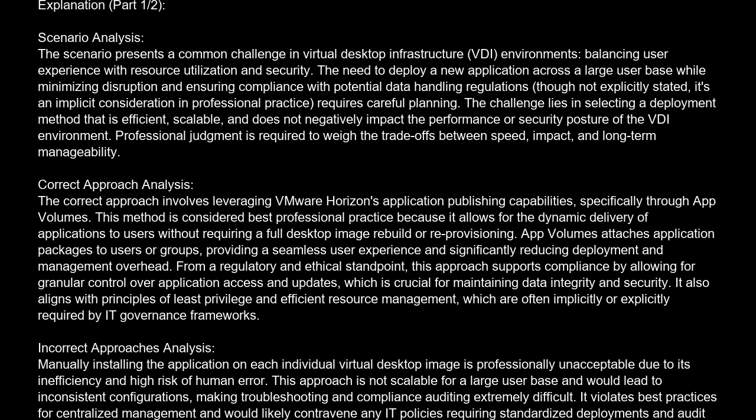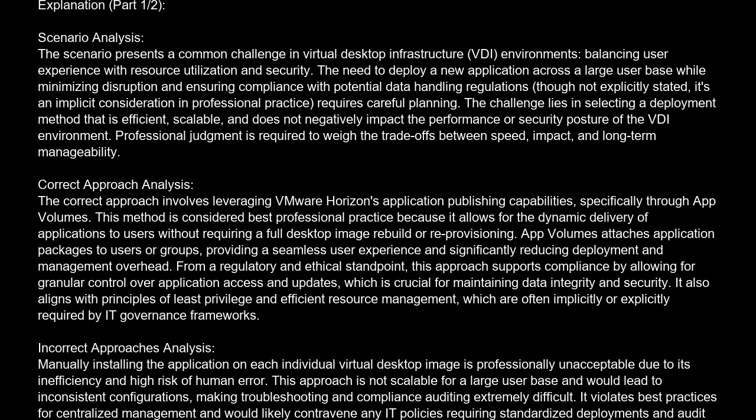user groups. Explanation. Scenario analysis. The scenario presents a common challenge in virtual desktop infrastructure, VDI, environments: balancing user experience with resource utilization and security. The need to deploy a new application across a large user base while minimizing disruption and ensuring compliance with potential data handling regulations, though not explicitly stated, is an implicit consideration in professional practice and requires careful planning.